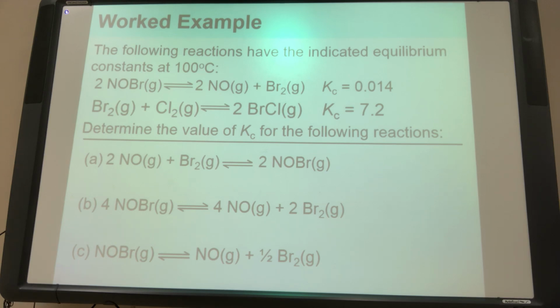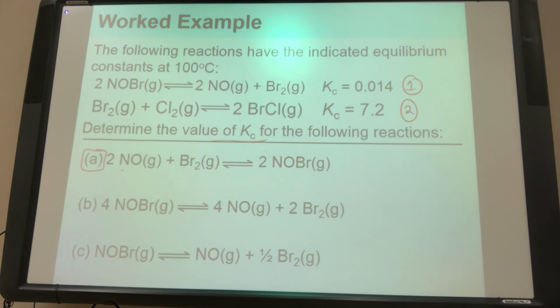All right, so let's look at this. It says the following reactions have the indicated equilibrium constants at 100 degrees Celsius. So here's an equation with a KC. Here's another equation with a KC. I want to determine the KC for each one of these reactions. All right, so I'm trying to get A. So I have to manipulate either equation 1 or equation 2 to get my wanted equation, just like we did with Hess's law. So what would I need to do for the first one to get my new one? What do I have to do? So use the first one or the second one, first of all.